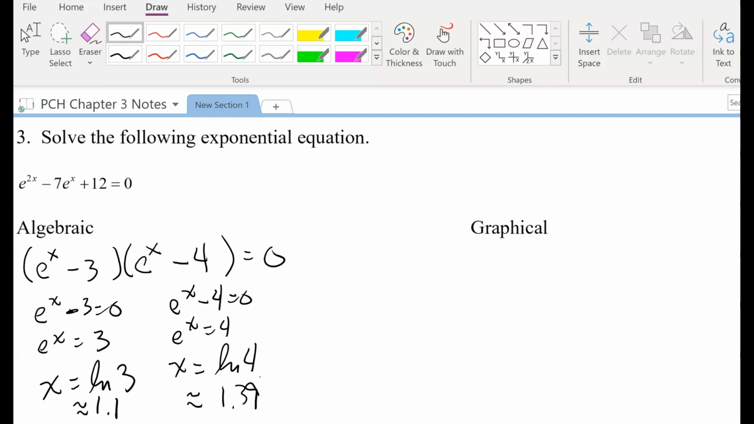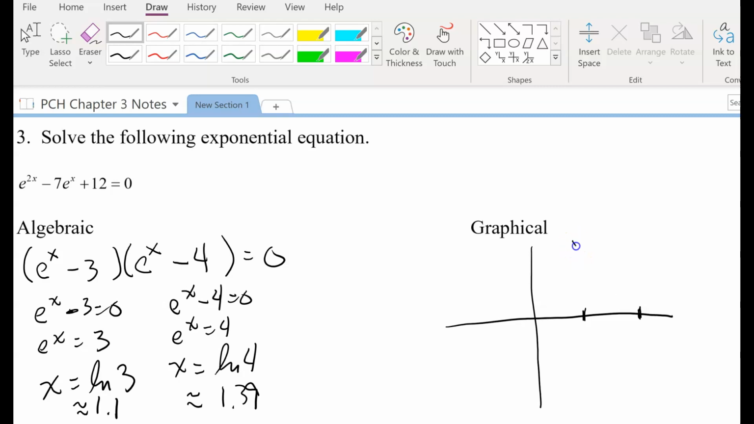Now, if we're going to do this graphically, what we want to do is plug this into our y equals, and then we're going to graph it, and I'm going to spread these out. Here's 1, here's 2, and if you want to pause the video right now and go ahead and graph this, and then see if you can find the intercepts using your calc feature.